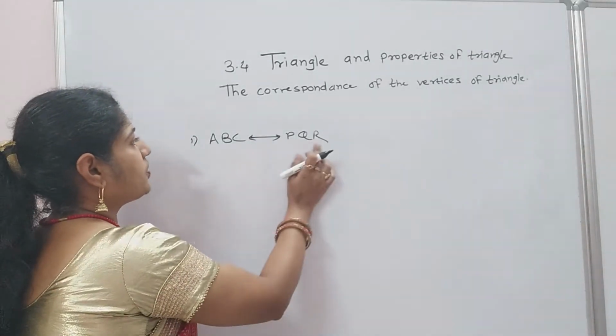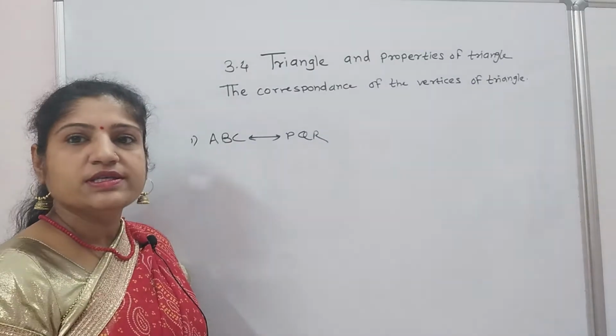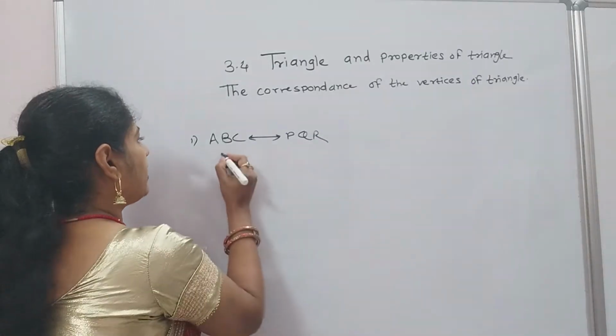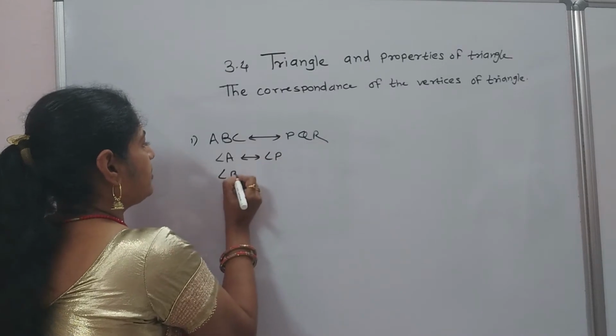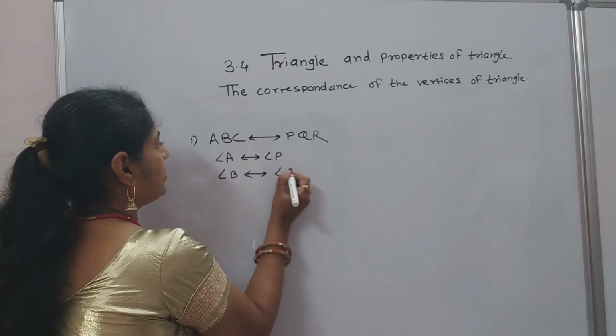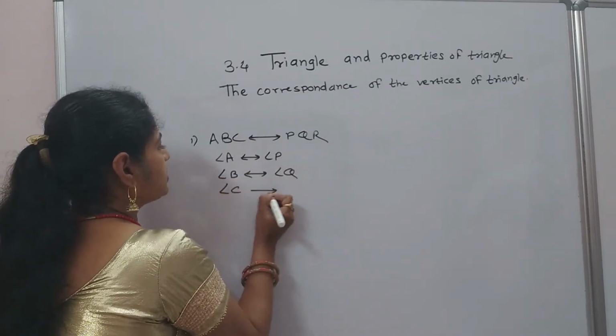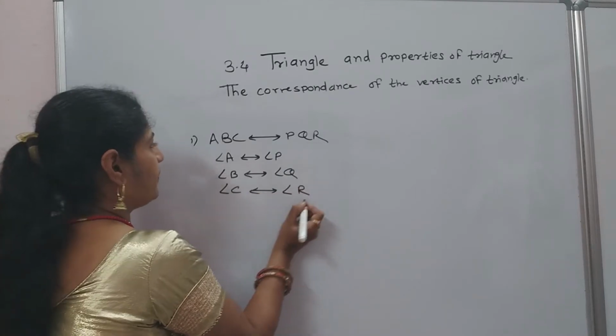This is the correspondence. Write down the correspondence of the sides and angles. Angle A corresponds to angle P. Angle B corresponds to angle Q. Angle C corresponds with angle R.